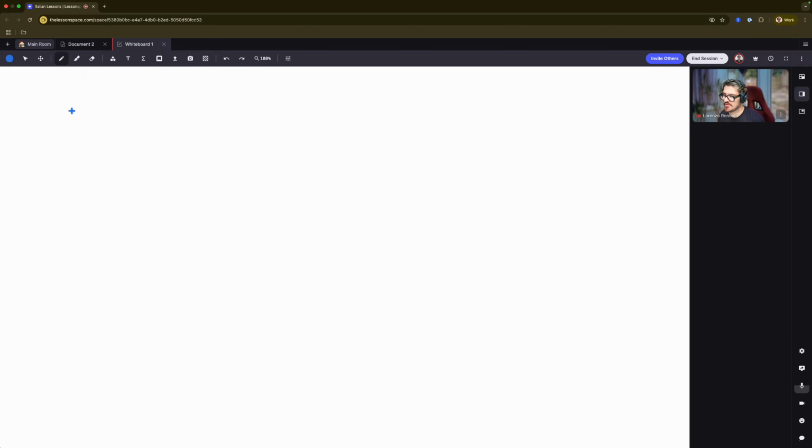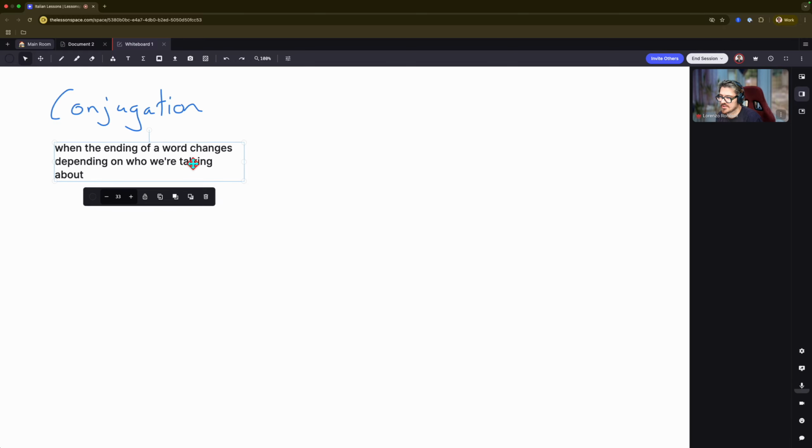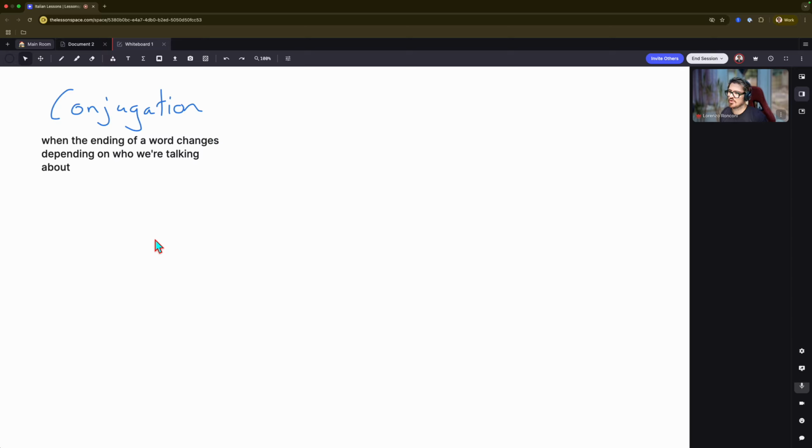So if you've never seen this word before, it might look a bit scary. It's a big grammar word, but it's nothing too bad. Conjugation is basically, in fact, I'm going to type this out just so it's a little bit easier to see: when the ending of a word changes depending on who we're talking about. This is a very, very simple definition of what conjugation is for the practical context of learning Italian. Now, if you have any grammar experts in the audience, they're going to strongly disagree with me on that, but it doesn't matter. For our simple purposes, let's take a verb like parlare.